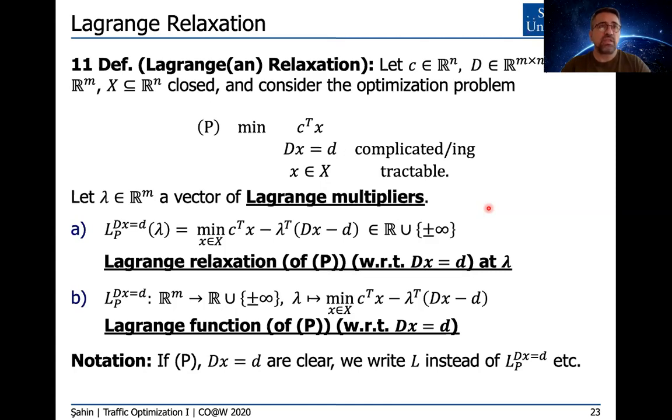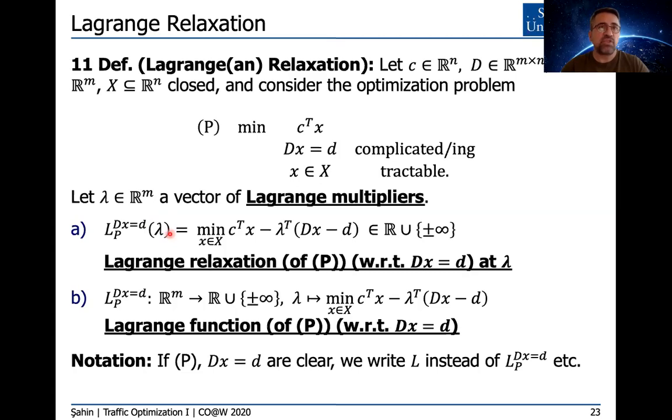If some constraint is violated, the slack is negative and subtracted. We can choose a positive multiplier to penalize the violation in an attempt to move the solution towards more feasibility. For any fixed penalty vector of Lagrange multipliers, the resulting problem in which the complicating constraints have been moved to the objective function is called a Lagrange relaxation of the original problem with respect to the constraints Dx = d at the multiplier vector lambda, as shown here with L_P^{Dx=d}(lambda).